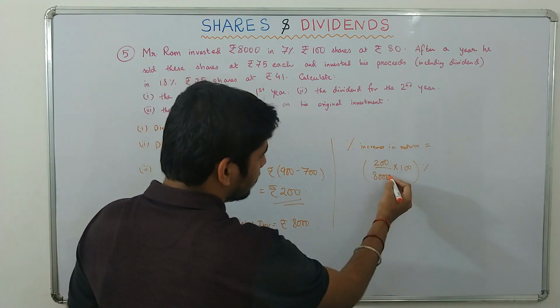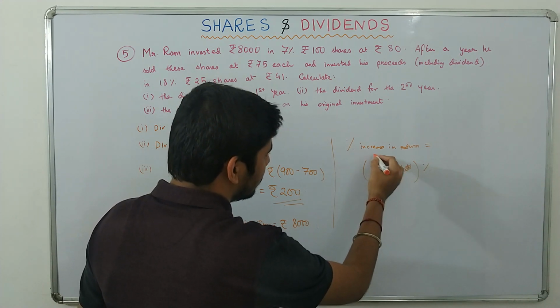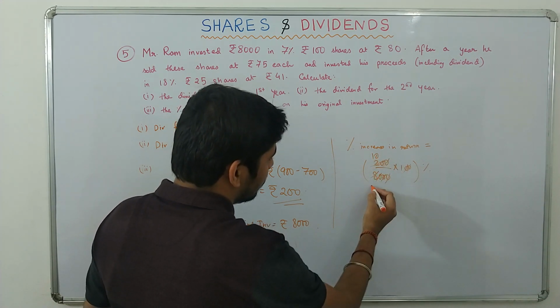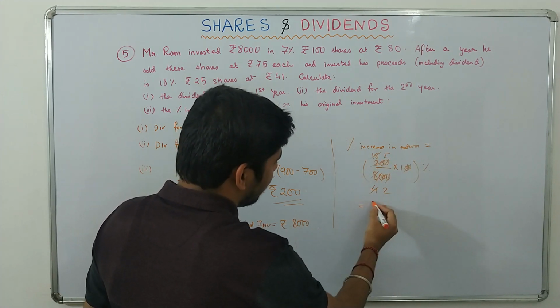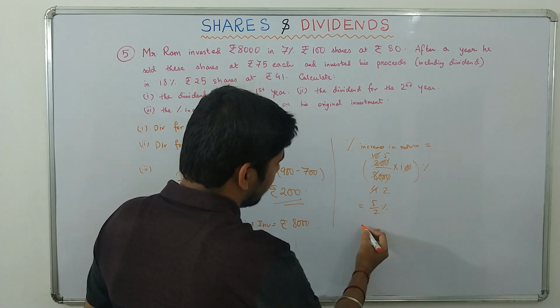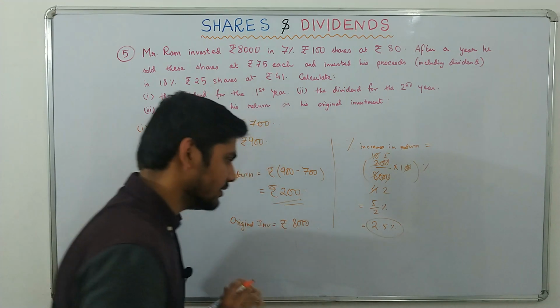Okay, this will get cancelled out with this. 2 tens are 20, 2 fours are 8, so we have 5 by 2%, which is 2.5%, which is your third answer.